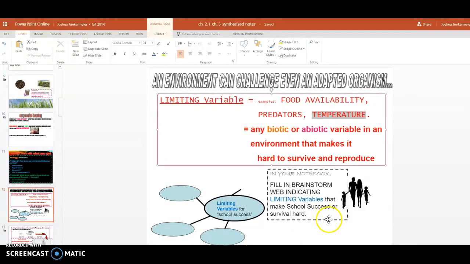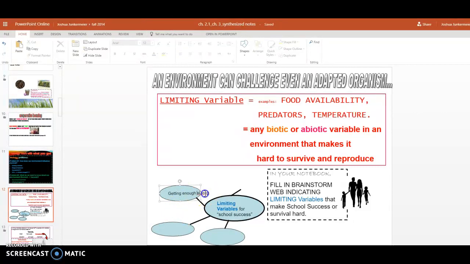Now let's move on to the brainstorm web. Just like you see right here, I would like you to take half a page in your notebook and make this just like you see it. It says limiting variables for school success. So I'd like you to come up with 3 examples of limiting variables for school that make it hard to survive in school or hard to succeed in school. Here's an example. Getting enough sleep. There's an example, because sleep does, in fact, affect how you perform.